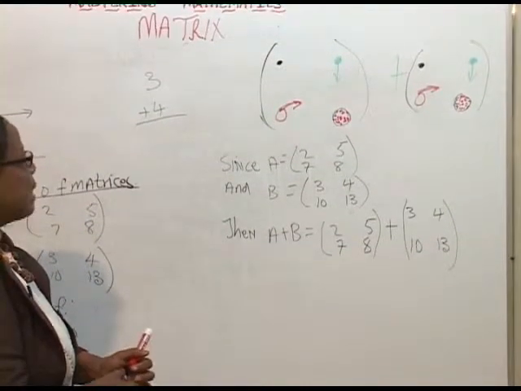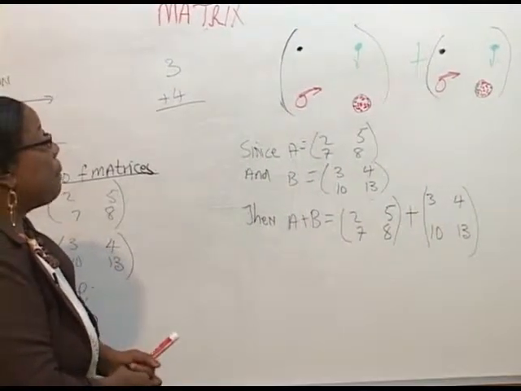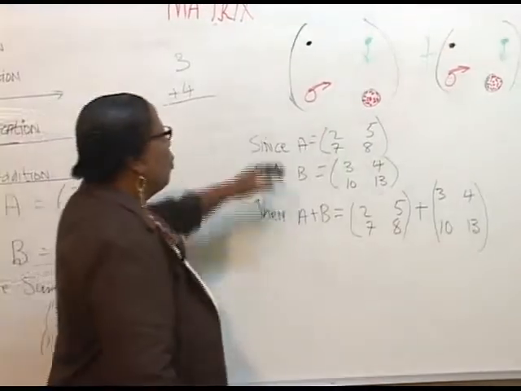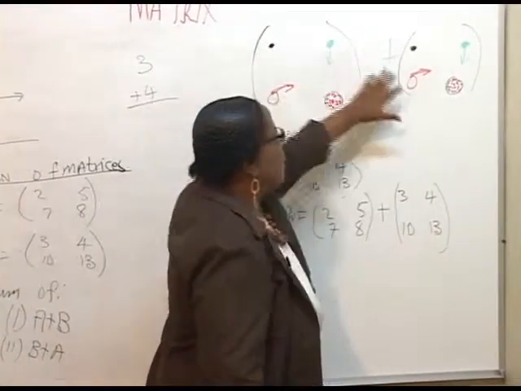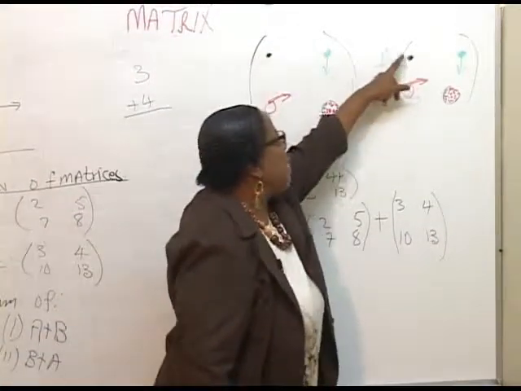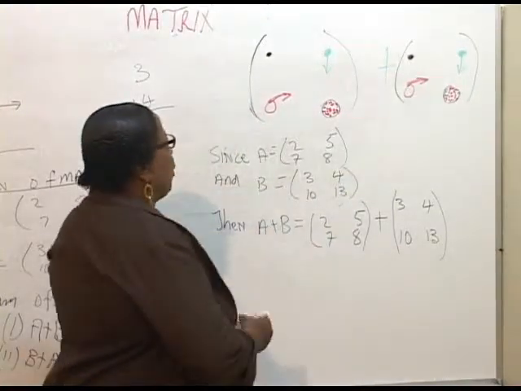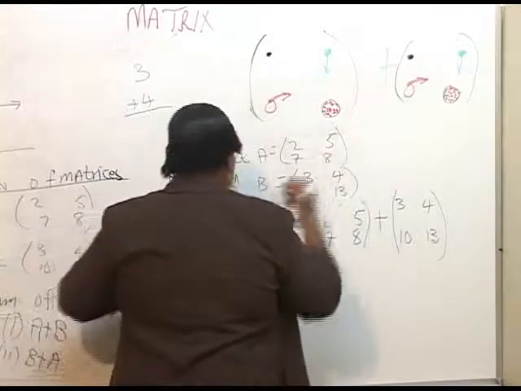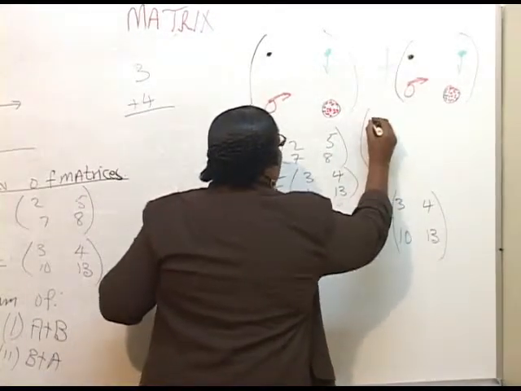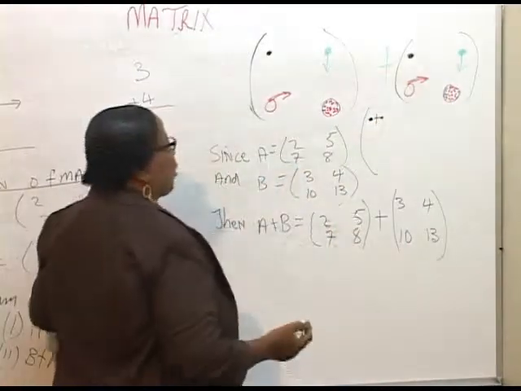First rule says, for addition, the things in the same positions are added together. So if we look at this diagram up here, the things in the same positions are added together. In our pictorial form, for our first position, it would be dot plus dot.